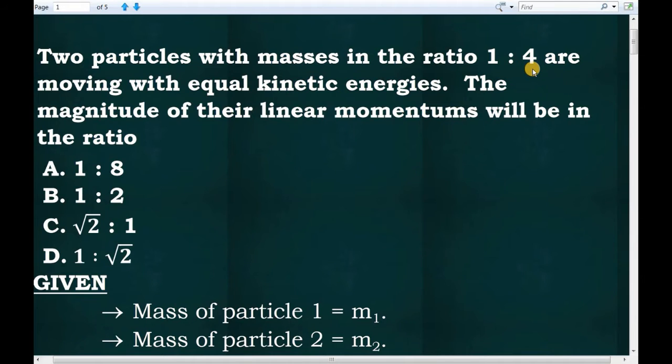To be precise, if the mass of the particle 1 is 1 kg, then the mass of the particle 2 will be 4 kg. Or if the mass of the particle 1 is 2 kg, then the mass of the particle 2 will be 8 kg. Or if the mass of the particle 1 is 3 kg, then the mass of the particle 2 will be 12 kg. So this is the meaning of the mass ratio 1:4. In this question, we have to find the ratio of linear momentum of the two particles. Now I will list out the given conditions from the question.